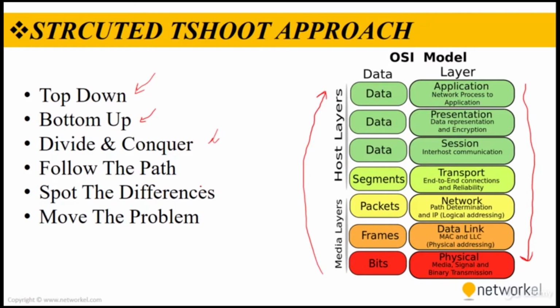And we have the follow the path approach, as I said. In this method, the troubleshooter simply takes a trace output and tries to uncover the problems on the way to the destination. And we have the spot the differences method. In this method, the correct configuration of the network devices is compared to the problematic configuration, and the differences are focused on. And lastly, we can use the move the problem method. In this strategy, the idea is to observe whether the components physically move and repeat the problem on the transported components.